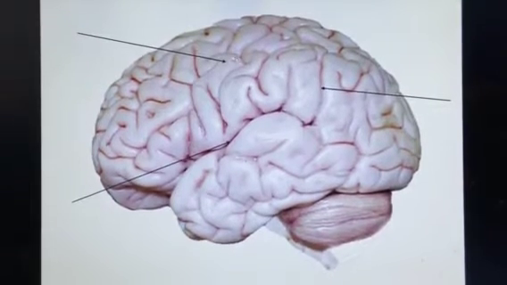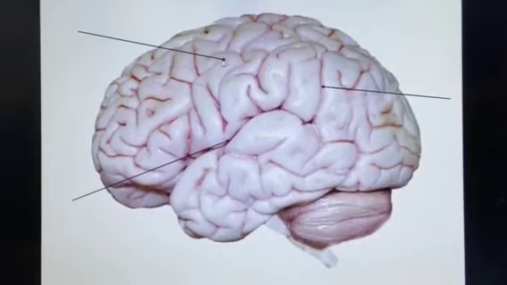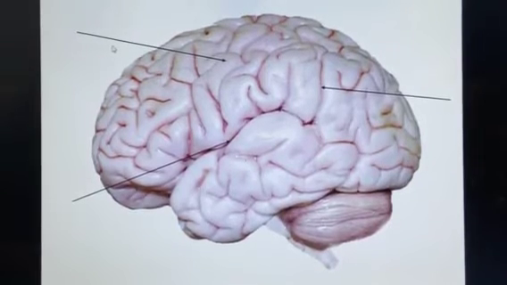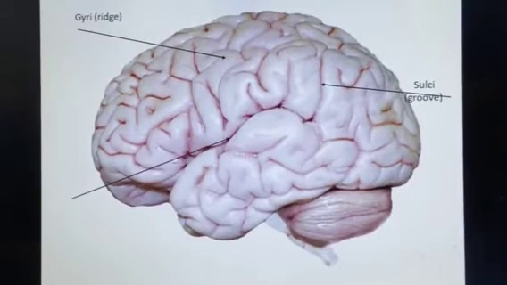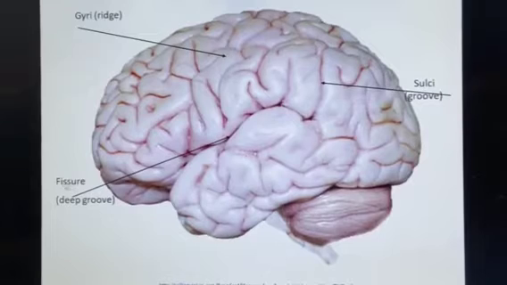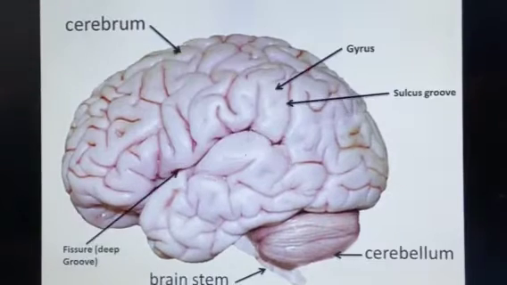Of course, many of the gyrus, we call them gyri. As you can see, gyri. And here is sulci. If it is deep, sometimes we call it a groove. Here, written fissure or deep groove.